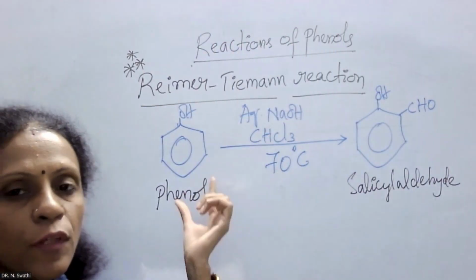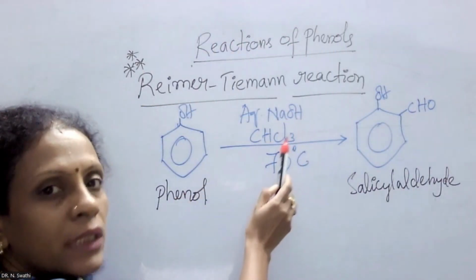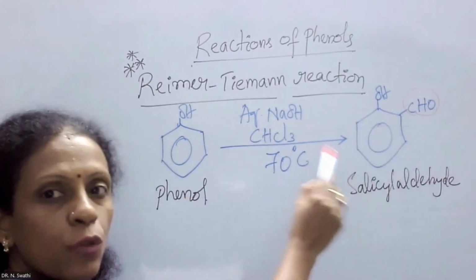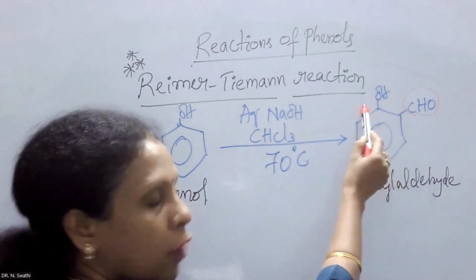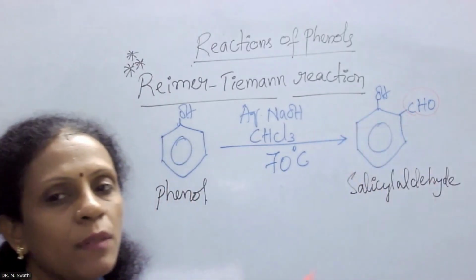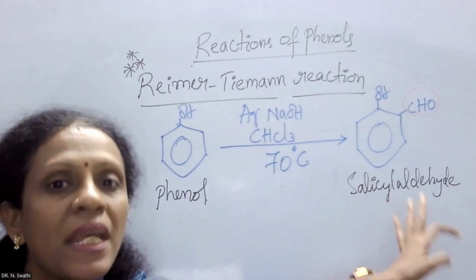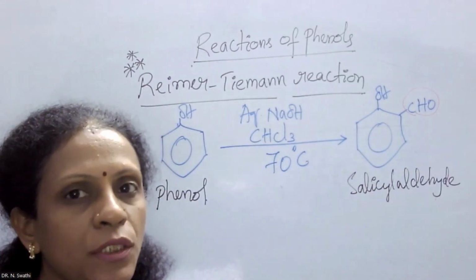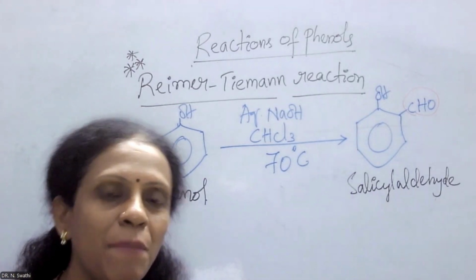Reaction. Whenever phenol is heated along with aqueous sodium hydroxide and chloroform, an aldehyde group will be generated and this group will be attached ortho to the phenolic hydroxyl group, and that is how there will be formation of salicylaldehyde as the major product in this reaction. So this reaction is known as the Reimer-Tiemann reaction of phenols. Now let us consider its mechanism.